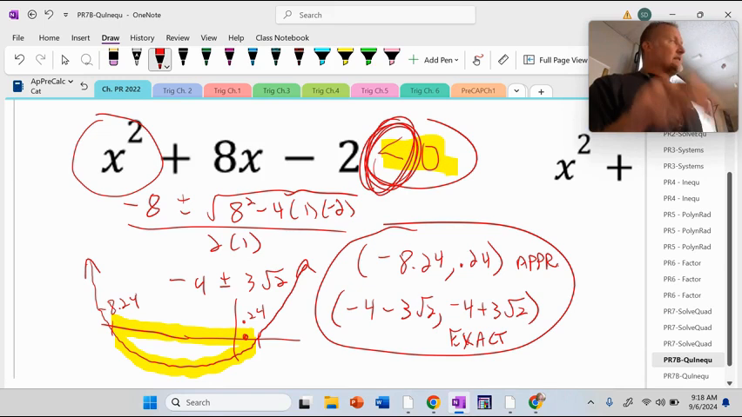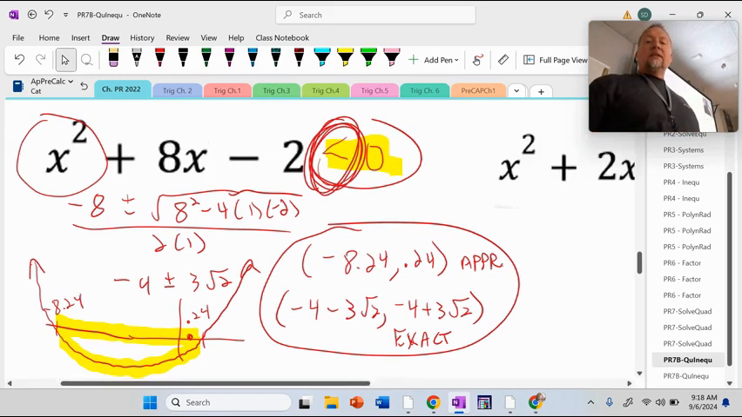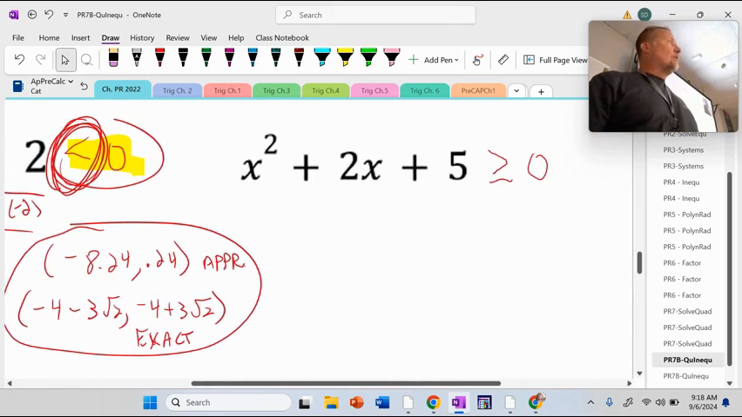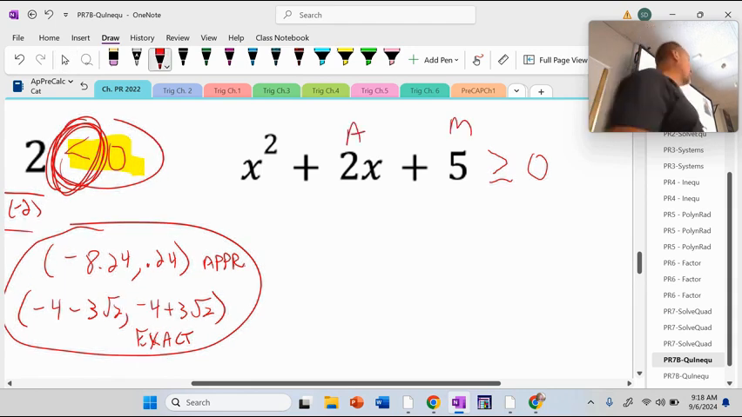Okay, so again, that's not hard. This is, though, oh no. Does anything multiply to 5 and add to 2? Anything multiply to 5 and add to 2?